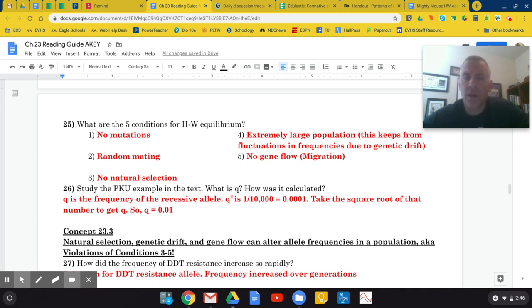Number 4 covers a term that's come up a couple of times, which is genetic drift. This is an extremely large population, so this keeps from major fluctuations in frequencies that can happen because of genetic drift. So if a hurricane comes through and hits a population of 4 billion beetles and kills 100,000 of them, that's still a pretty big number, but it may not be enough to cause major changes in allele frequencies. So that's that extremely large population. Finally, no gene flow, meaning there are no individuals moving into or out of this population that could potentially affect or change allele frequencies.